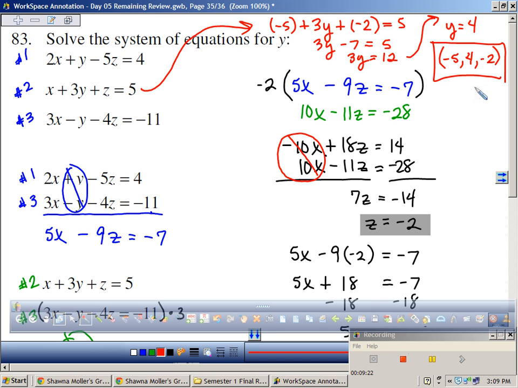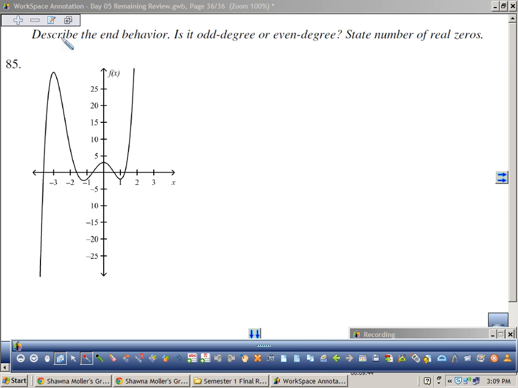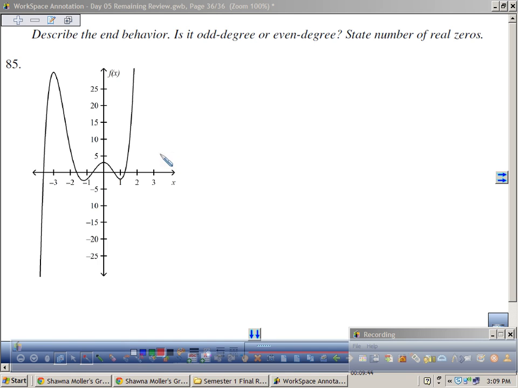Okay, question. It always has to be what? X, Y, Z. Yes. Any other questions? I think we're almost done, guys, because I only have one more left to do. This is from what chapter? 7? Yeah.